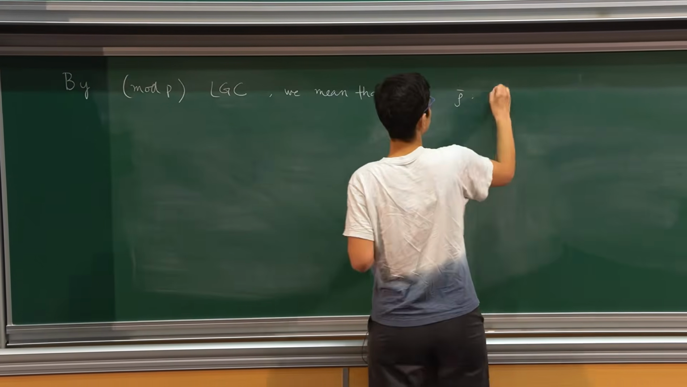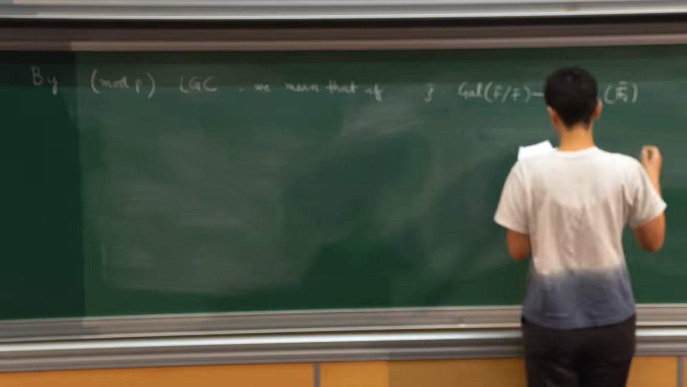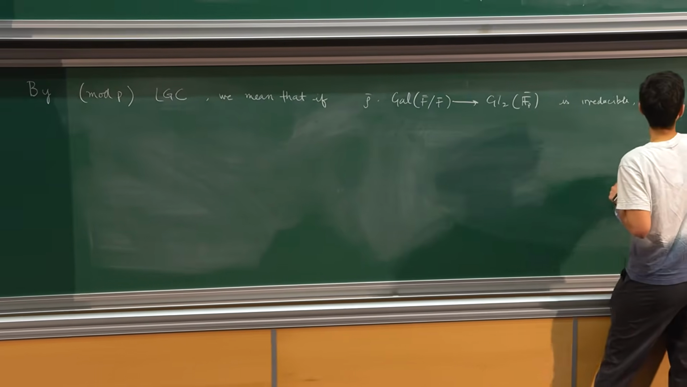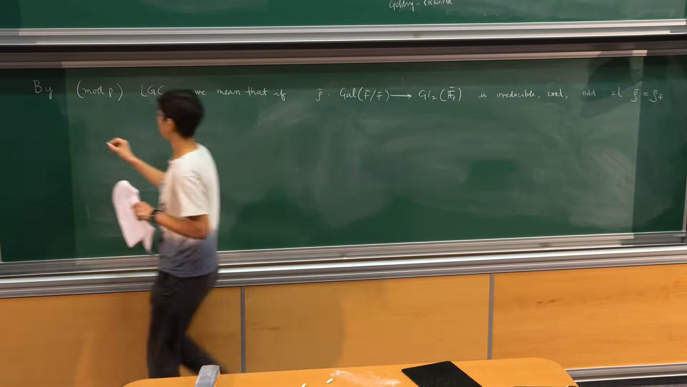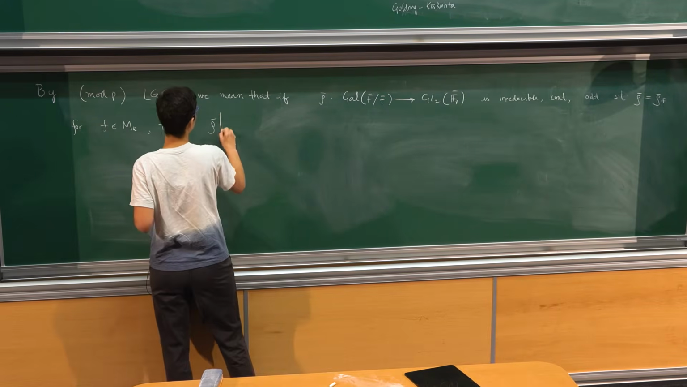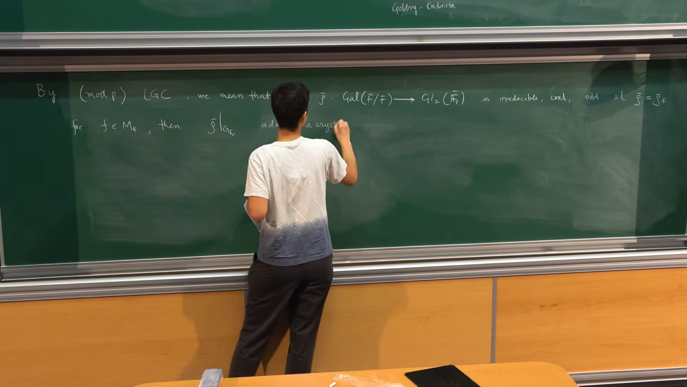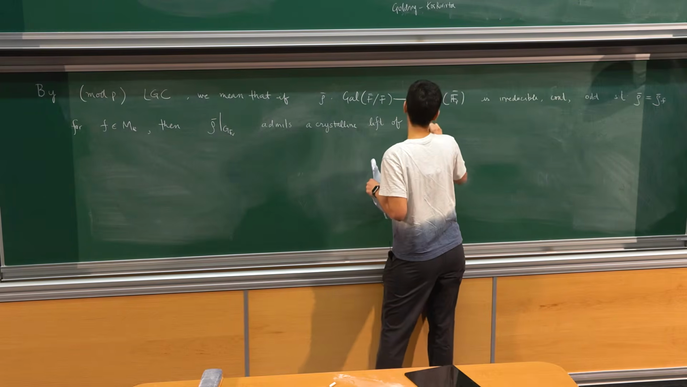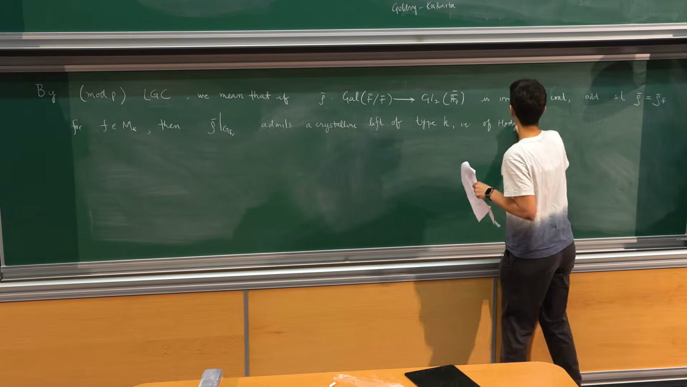if rho bar, again, the absolute Galois group of F into GL2(F_p bar), is irreducible, continuous, and totally odd, and associated to a Hecke eigenform, so rho bar equals rho bar_f for some Hecke eigenform in M_K, then the restriction to the decomposition group at p admits a crystalline lift of type K, by which I mean of Hodge-Tate weights governed by K.